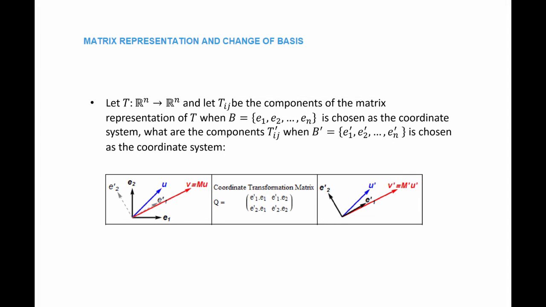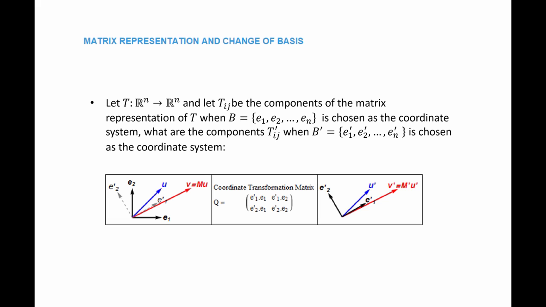As we showed in the previous slide, any linear map between vector spaces has a matrix representation, and this matrix representation depends, of course, on the coordinate system. So what happens when I change the basis of that coordinate system? So what happens to the components of T? So let's look at a linear map T from Rn to Rn, and let Tij be the components of the matrix representation of T when B equal to E1, E2, and so on, En, is chosen as the coordinate system. Now, what are the components T prime ij when B prime, E prime 1, E prime 2, and so on, E prime n, is chosen as the coordinate system? So let's look at the figure here.